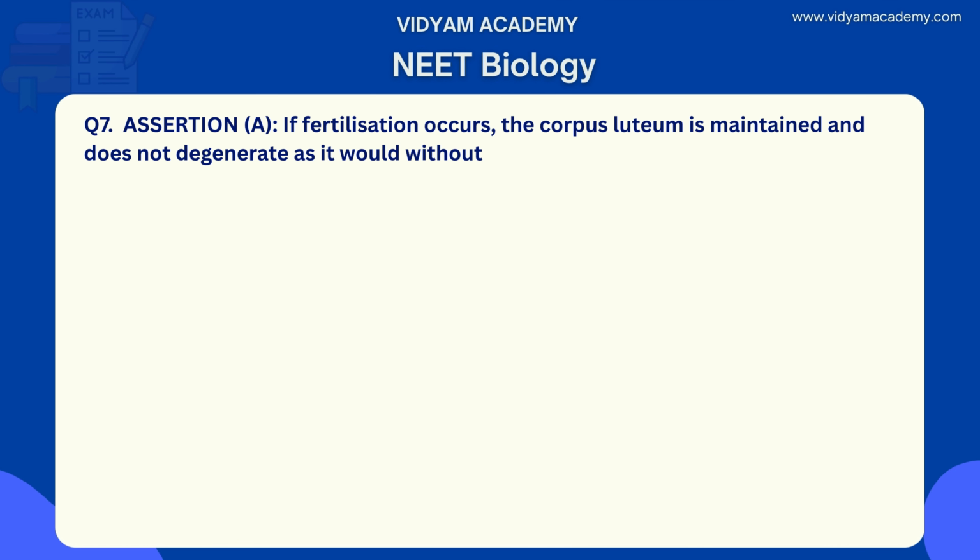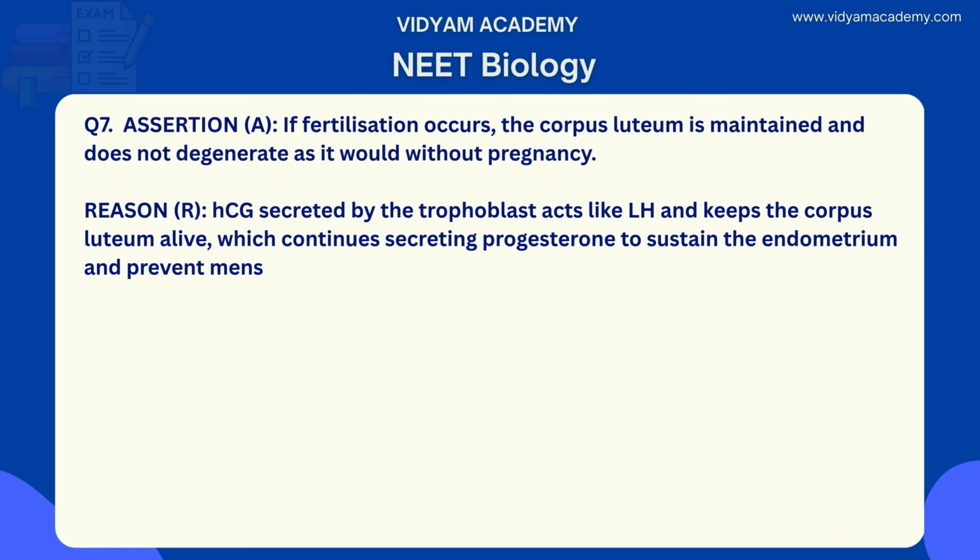Next, question number 7. So here also we have Assertion A: If fertilization occurs, the corpus luteum is maintained and does not degenerate as it would without pregnancy. Reason R: HCG secreted by the trophoblast acts like LH and keeps the corpus luteum alive, which continues secreting progesterone to sustain the endometrium and prevent menstruation.